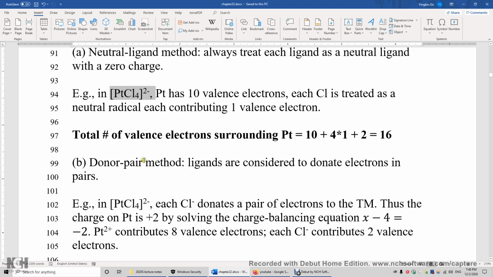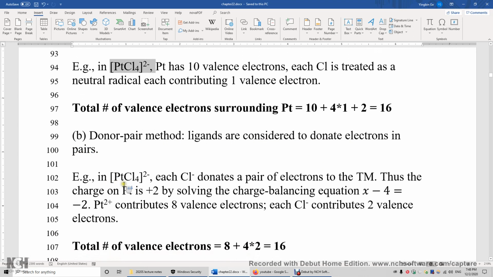In this method, we consider all those ligands as the electron donors. The ligands donate electrons to the transition metal center. They donate electrons in pairs. Now, same example, this tetrachloride platinum with an oxidation number of 2. Each chloride minus donates a pair of electrons to the transition metal.